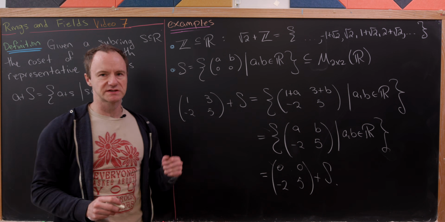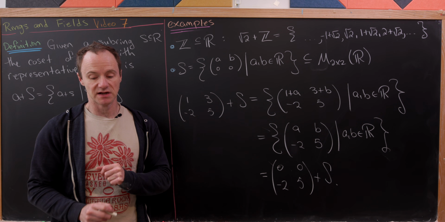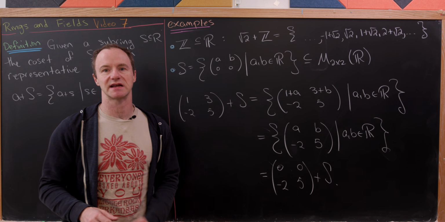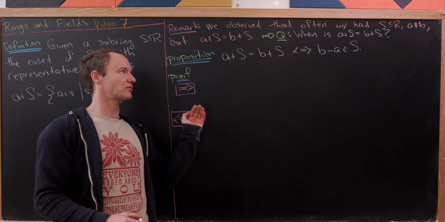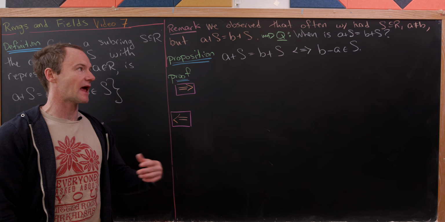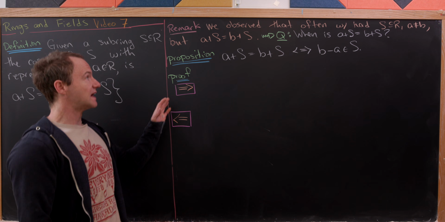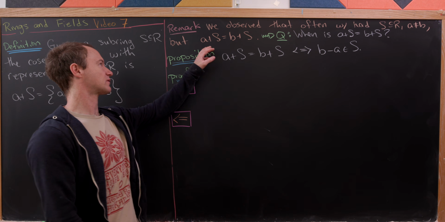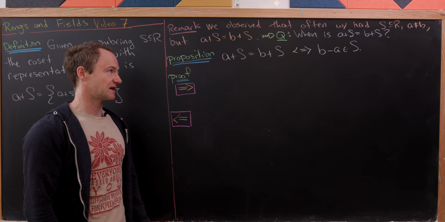Okay, so now that we've looked at a bunch of examples of cosets attached to subrings, let's prove some general results and see where all of this is going to take us. So we observed that often we had the situation where we had a subring S of a ring R, and we had 2 elements of R, A and B, that were not equal, but the cosets attached to A and B were equal. So in other words, A plus S was equal to B plus S. We saw this with a bunch of our examples.